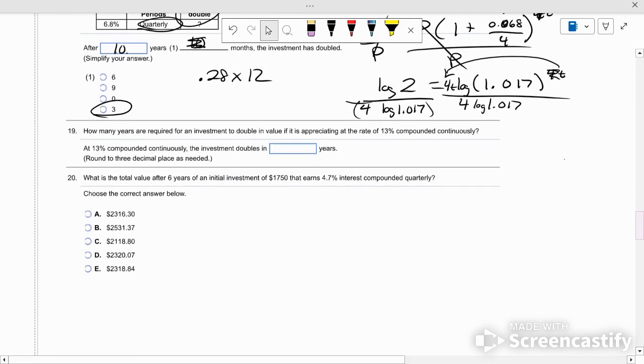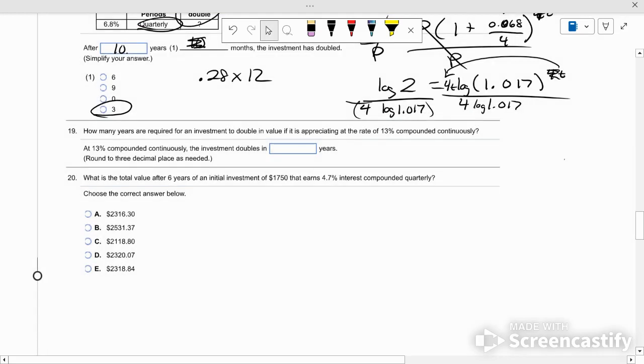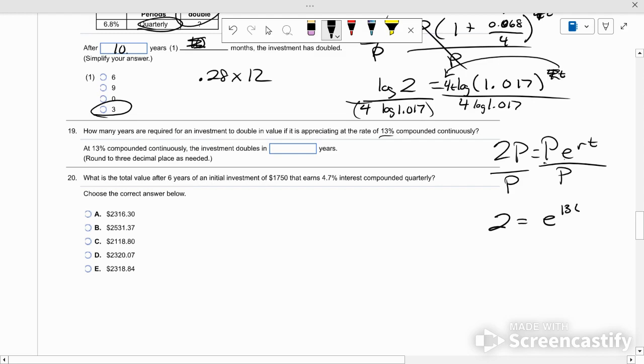Okay. All right. 19. How many years are required for an investment to double after appreciating at 13% interest compounded continuously? Again, one more time, compounded continuously is PE to the RT. So if you want it to double, you get 2P equals PE to the RT. So what should we do first? Divide by P. So 2 equals E to the 13T.